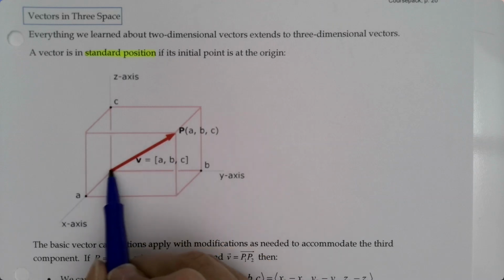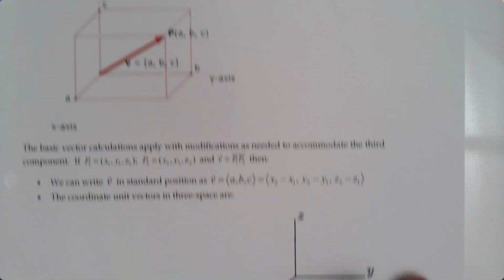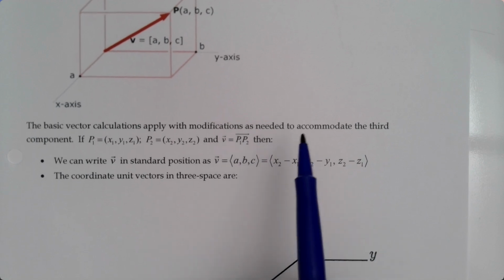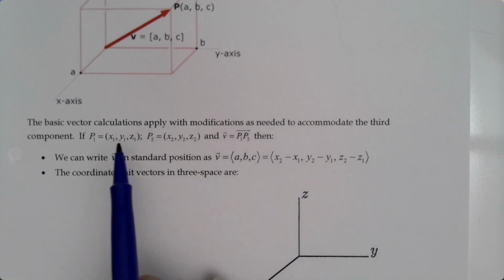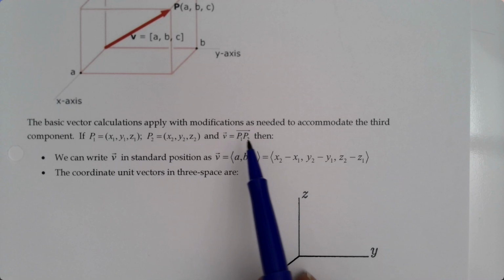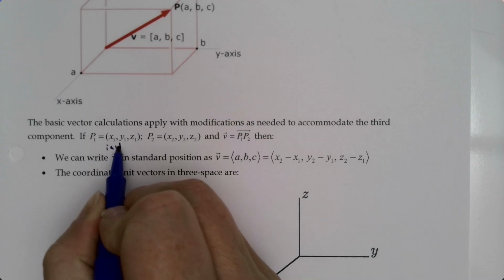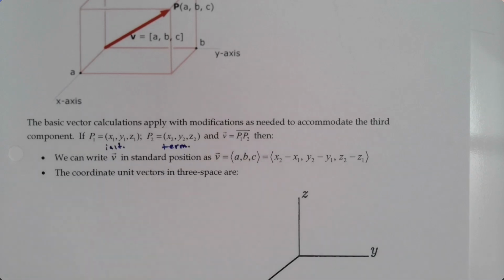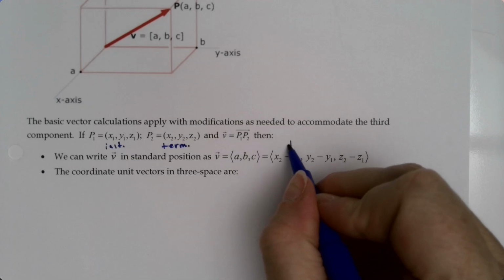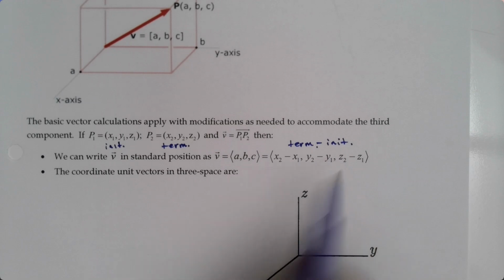So you draw from the origin to the point on the corner of the box that you're going for. The basic vector calculations apply with some modifications. For example, if we have the components for the points x1, y1, z1 and x2, y2, z2, and that vector is from point 1 to point 2, in other words, this point is the initial and this point is the terminal. You can tell that because of the way the arrow is pointing. Then you always take terminal minus initial for each of the components to find the vector.